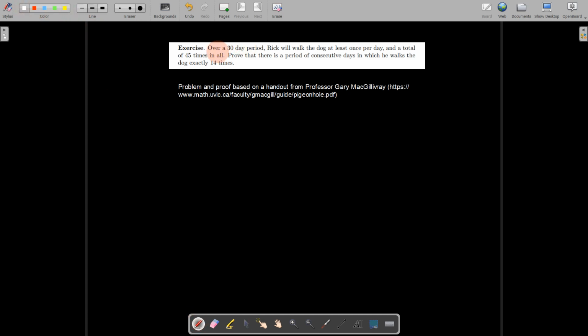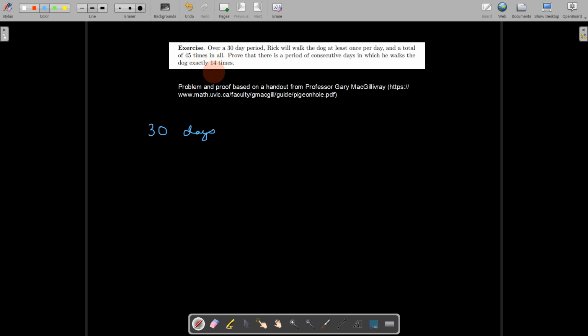Over a 30-day period, Rick will walk the dog at least once per day and a total of 45 times in all. So there are 30 days, and the dog is walked at least one time per day and a maximum of 45 times in total. Prove that there is a period of consecutive days in which he walks the dog exactly 14 times.